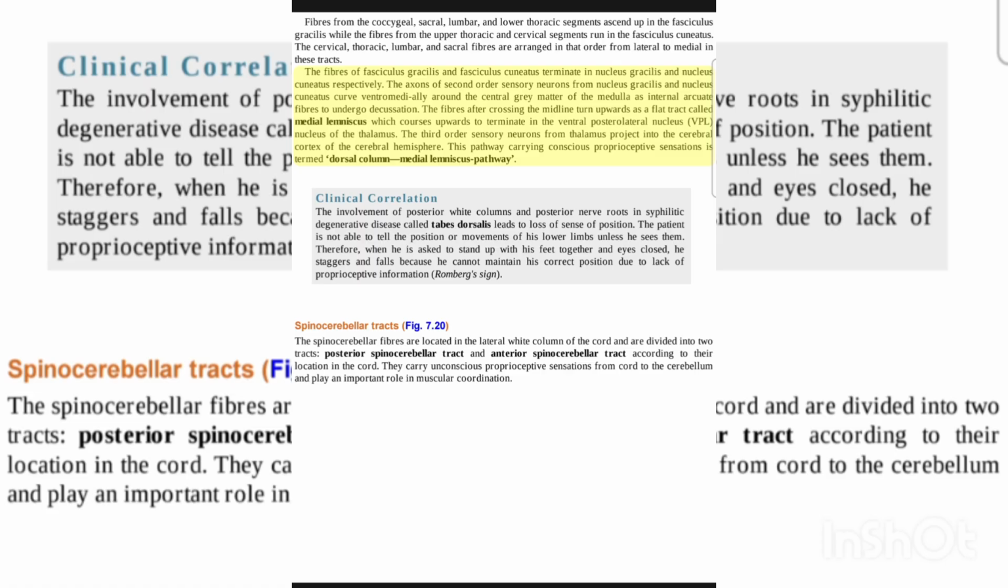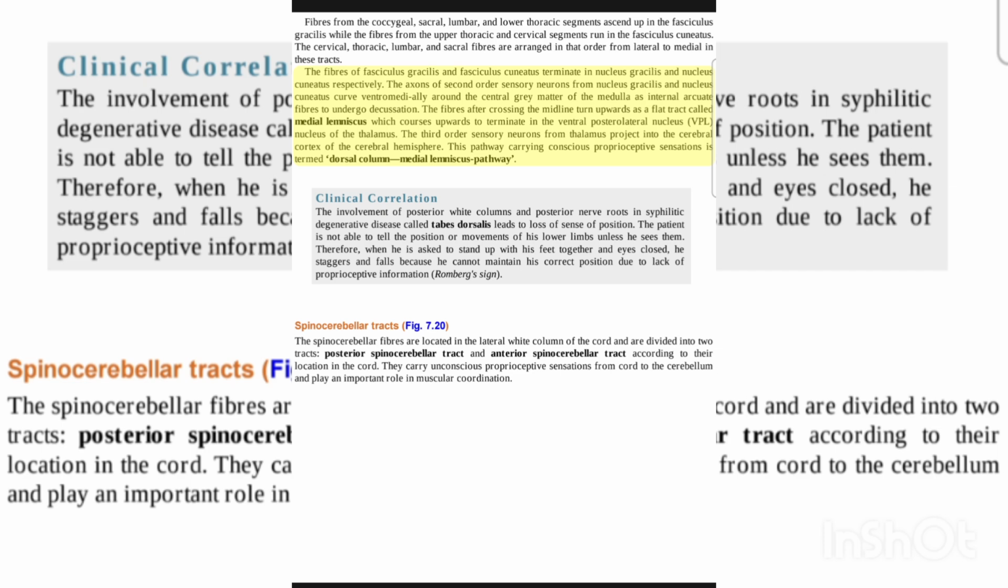The axons of second-order sensory neurons from nucleus gracilis and nucleus cuneatus curve ventromedially around the central gray matter of the medulla as internal arcuate fibers to undergo decussation. The fibers, after crossing the midline, turn upwards as a flat tract called the medial lemniscus, which courses upwards to terminate in the ventral posterolateral nucleus (VPL) of the thalamus.